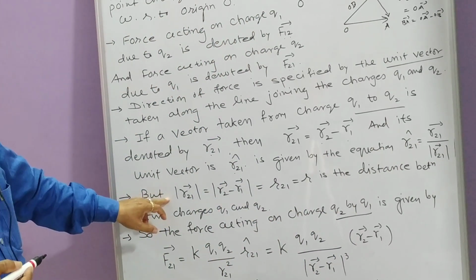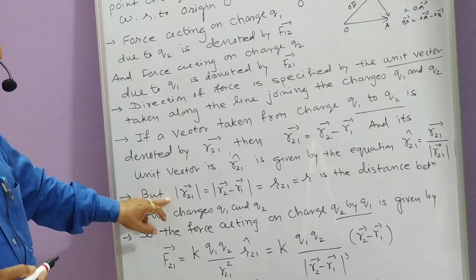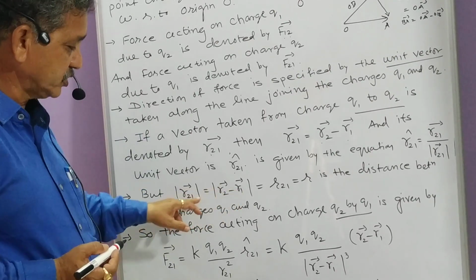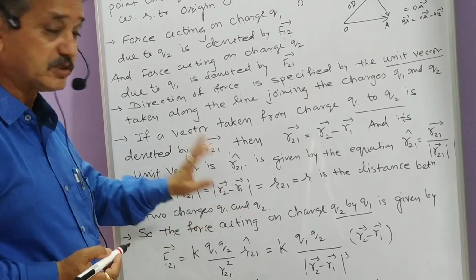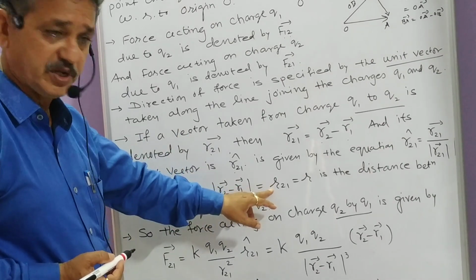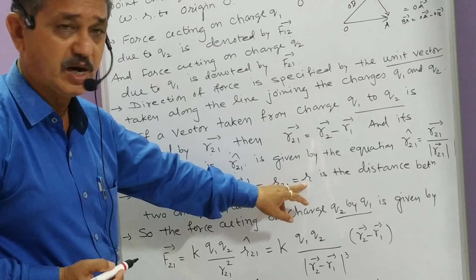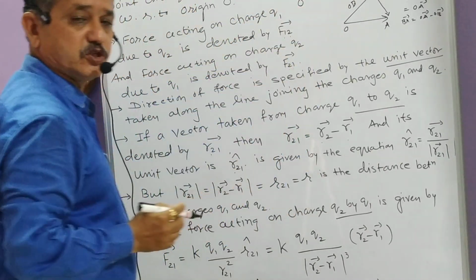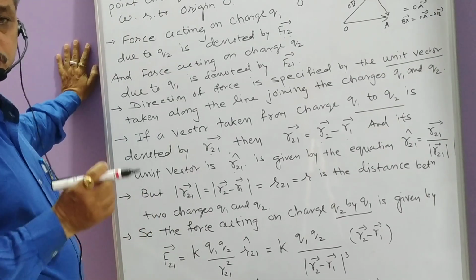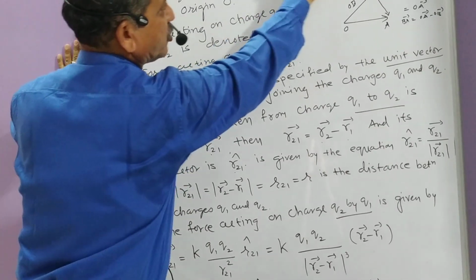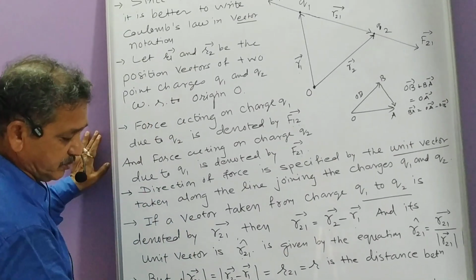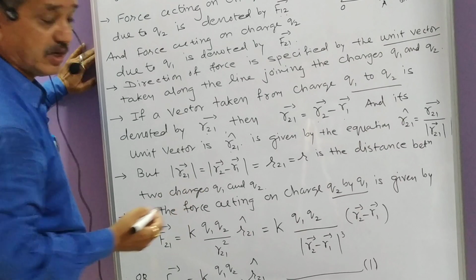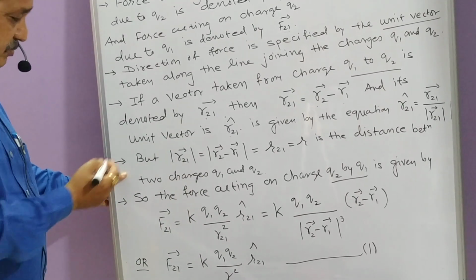But what is the modulus of vector R21? As you know, vector R21 is R2 minus R1, so the modulus of vector R21 is the modulus of R2 minus R1, and it is nothing but simply R21, or simply r, the distance between the two charges. So while solving a numerical, if you simply measure the distance between charges Q1 and Q2, then it is the modulus of vector R21, or simply r. So we denote it simply by small r.